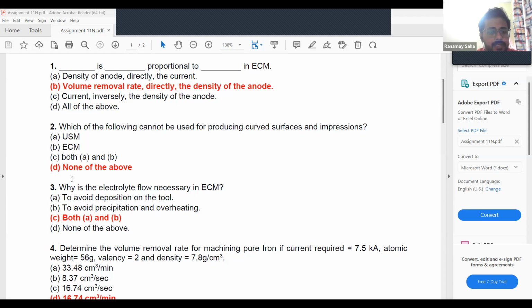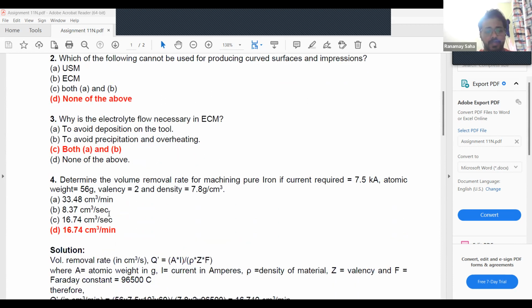The third question was, why is the electrolyte flow necessary? We have discussed that in detail in the last session. Electrolyte flow is necessary, of course, to avoid deposition on the tool, to take away the excess heat, that is, to avoid overheating and precipitation. So both A and B are correct options in that case.